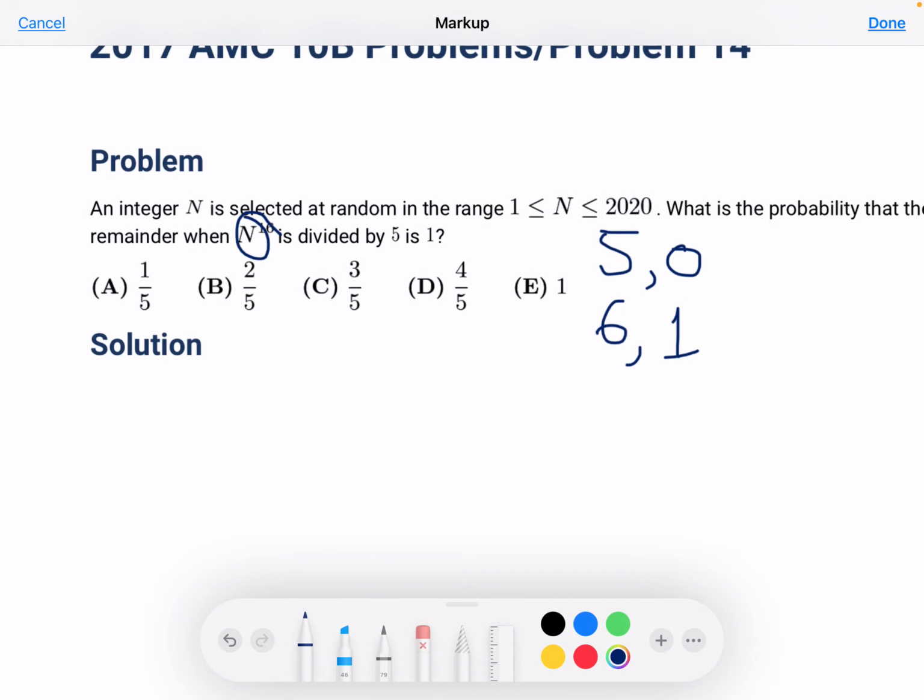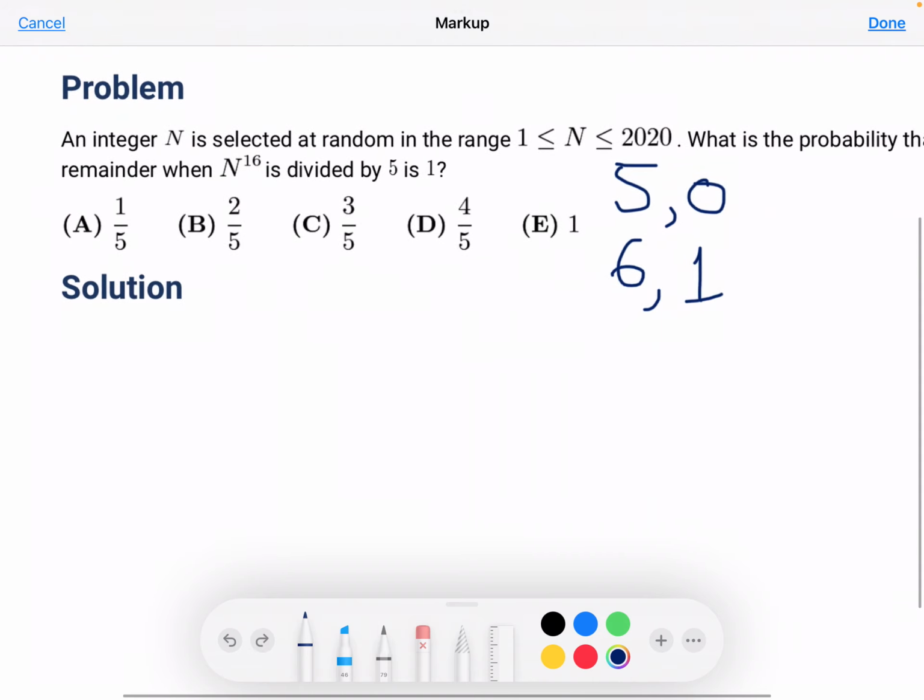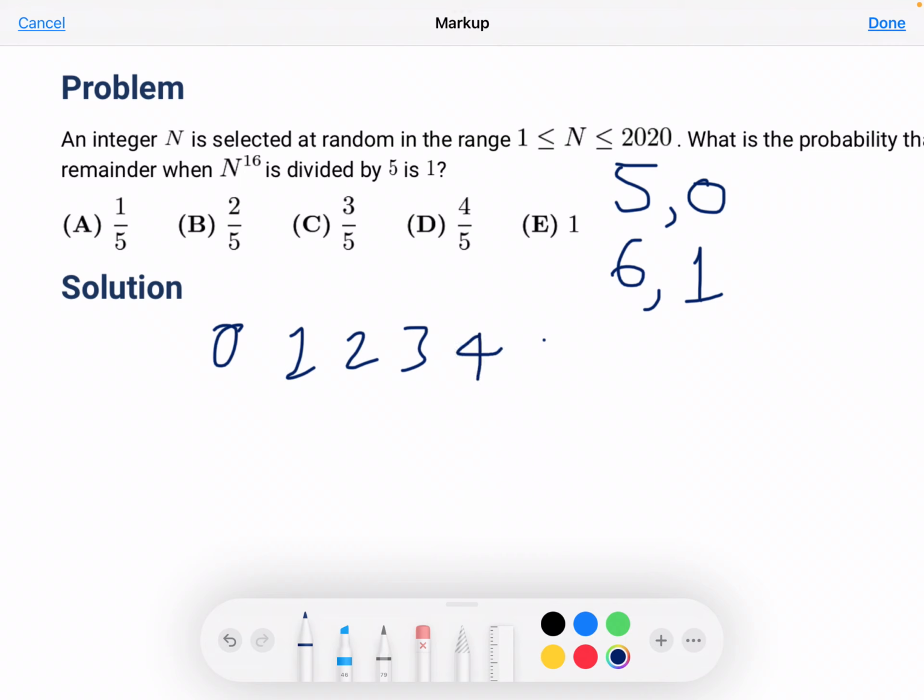Now, since we're looking for a units digit, and we're looking for n to the 16th power, what would that be? Well, n could be any integer, but again, we have to look at the ones digit. So the possible ones digits in this range are 0 to 9, and each of those digits would occur an equal number of times, as 2020 is evenly divisible by 10.